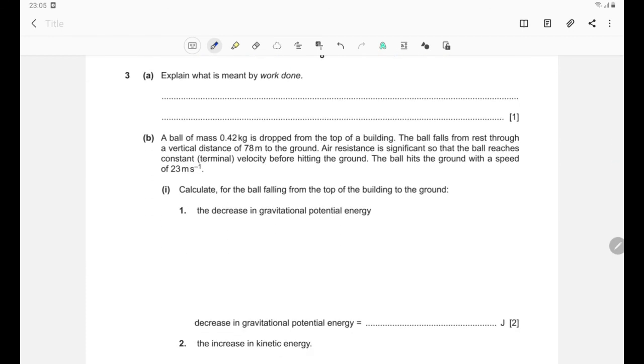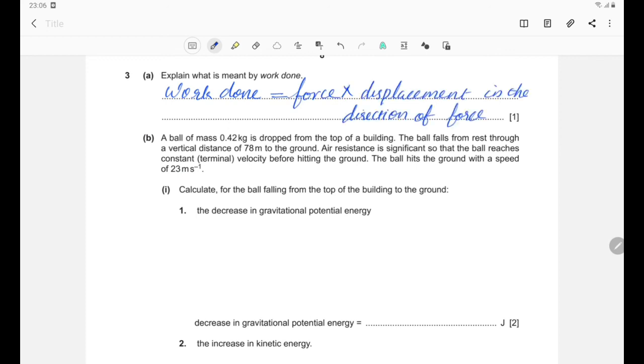Part A. Explain what is meant by work done. It's a 1-mark question. So again you can write down the word equation of work done. So work done is equal to force into displacement in the direction of force. That is very important. You should write down the displacement in the direction of force.